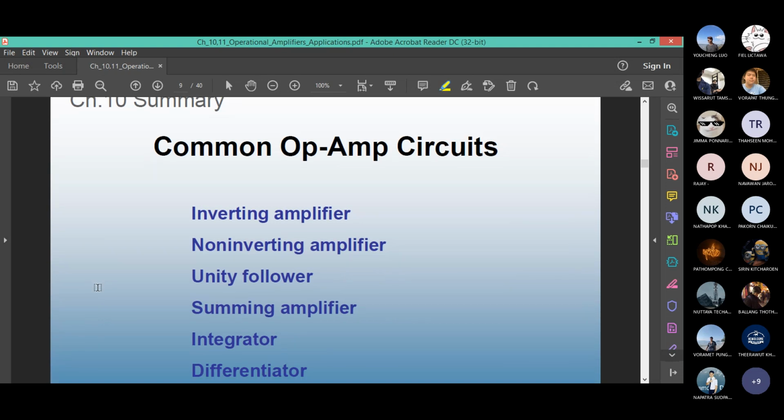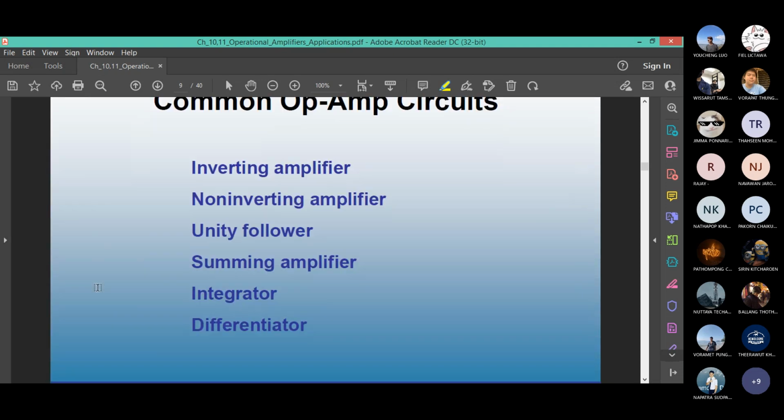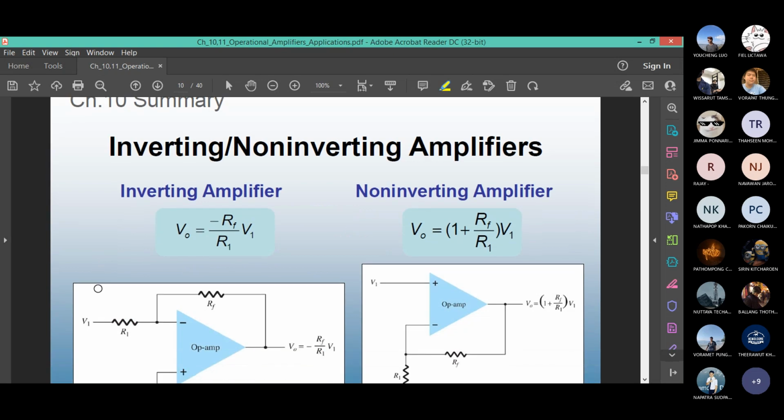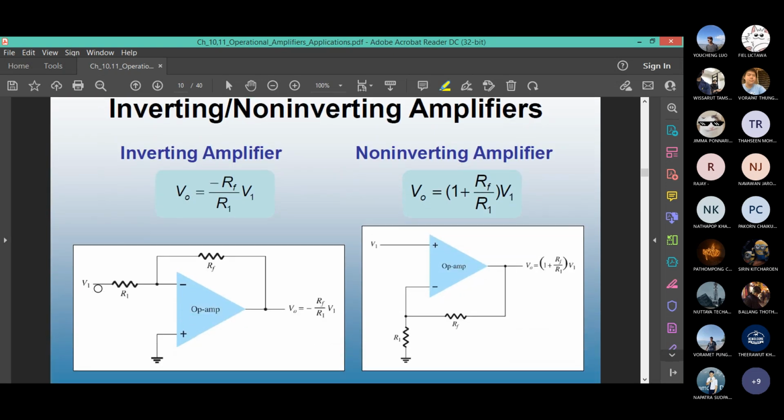We studied a few types of op-amp circuits. The first one, inverting op-amp, and non-inverting is the second one. You have seen how to derive the inverting op-amp. What about the non-inverting? In the non-inverting op-amp, this is how the connection is added: a direct connection to the plus pin, and on the minus pin, the resistors are connected.